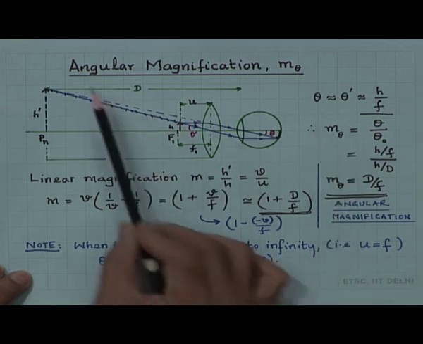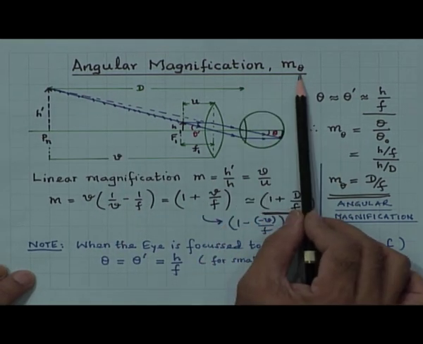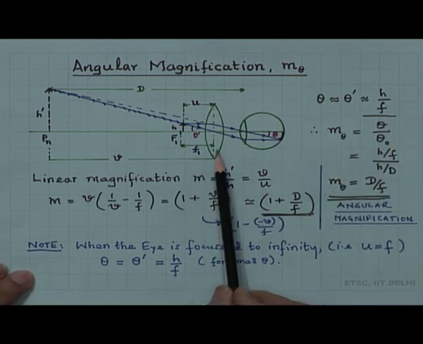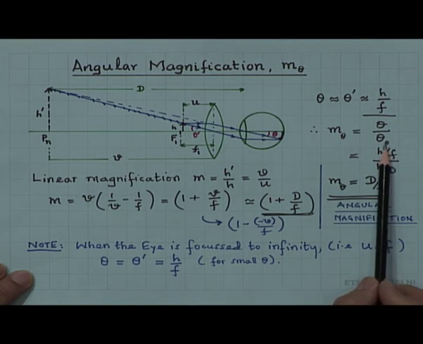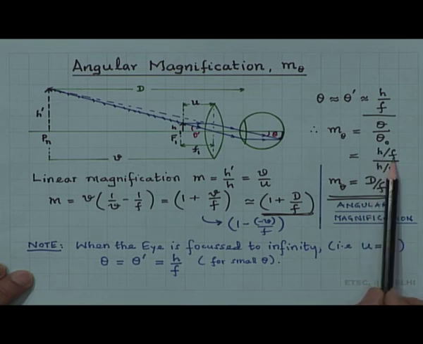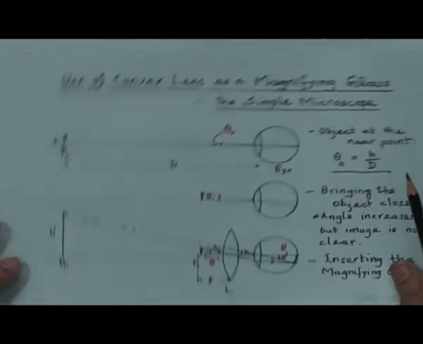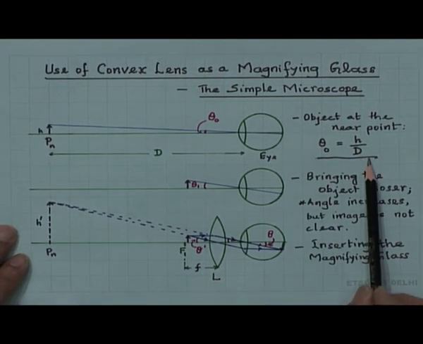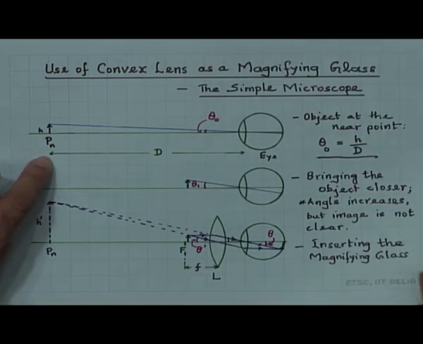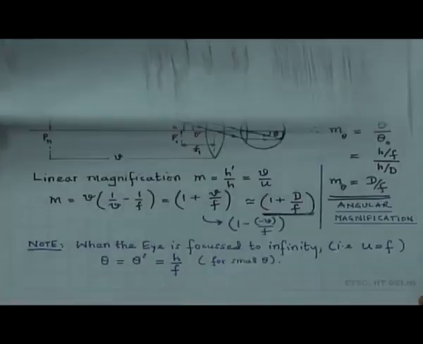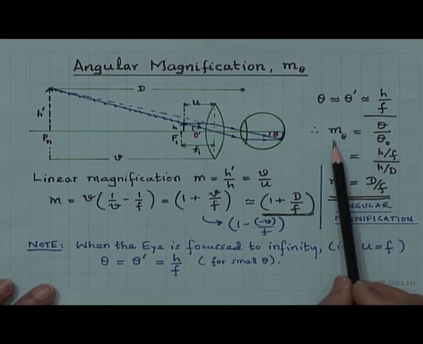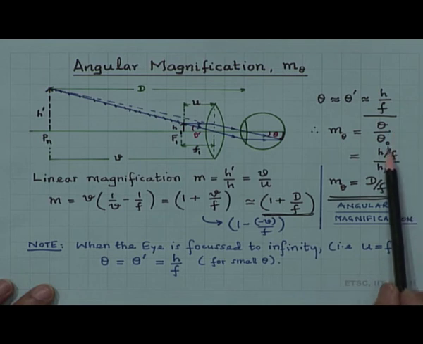The angular magnification, m theta, is defined as theta in the presence of the lens, that is h by f, divided by theta 0 without the lens for clear vision. So, we have seen that when the object was placed at P n, theta 0 was h by d. That is the minimum distance at which it can be placed and seen clearly, whereas the angular magnification is given by theta divided by theta 0.